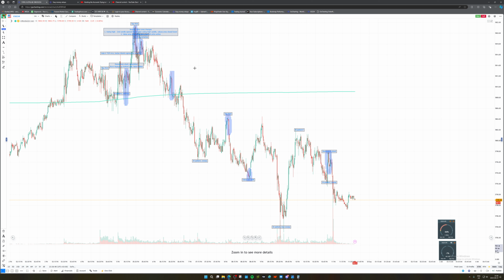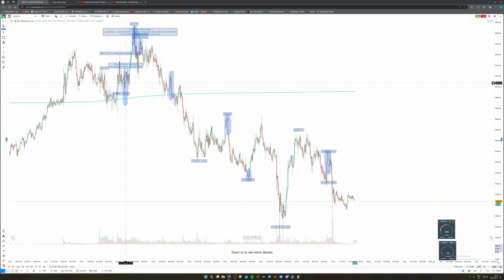So I would like to talk about volume and why this is very important, especially as a day trader. On the chart I marked some areas which are related, and at the end of the video you're going to see why.